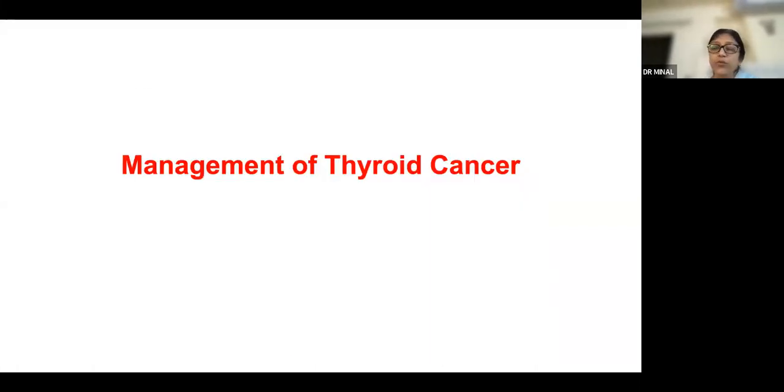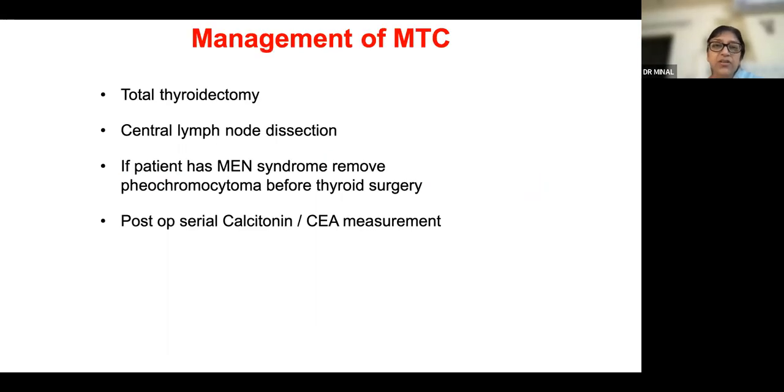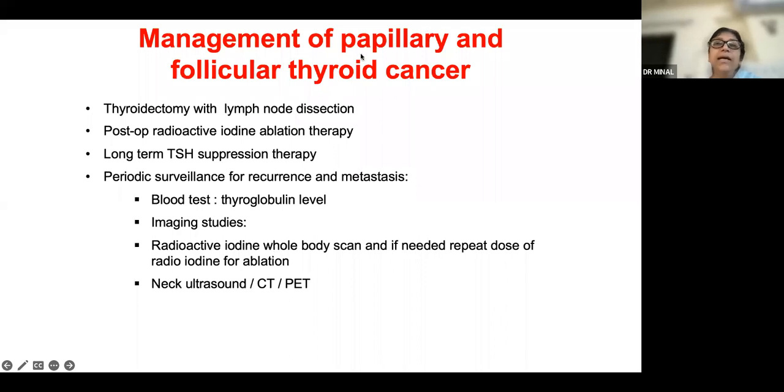How do we manage? Though we have all discussed the management, just a generalization: total thyroidectomy with lymph node dissection if required. If the patient has MEN syndrome, then just remove the pheochromocytoma first. Post-op serial calcitonin and CEA measurements are done. In papillary and follicular carcinomas, again, total thyroidectomy with lymph node dissection, post-op radioactive iodine ablation, long-term TSH suppression, that is thyroxine therapy, follow up with your thyroglobulin levels.